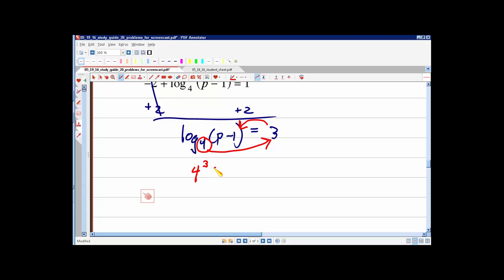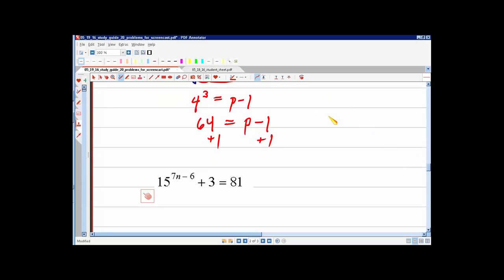4 to the third power equals p minus 1. Well, 4 to the third power is 64, so I get 64 equals p minus 1. Now I'm going to add 1 to both sides, and I get p equals 65. So it's really that simple.